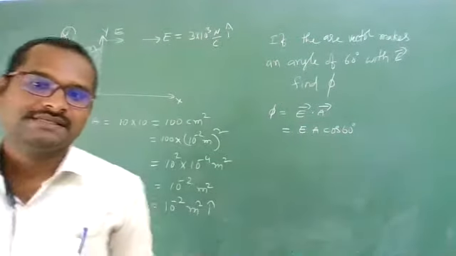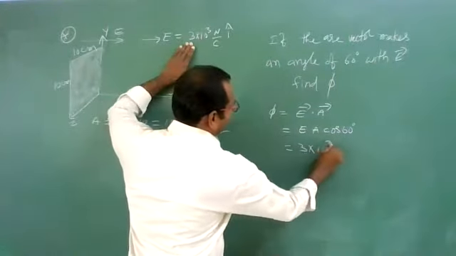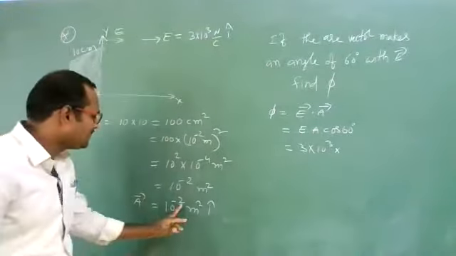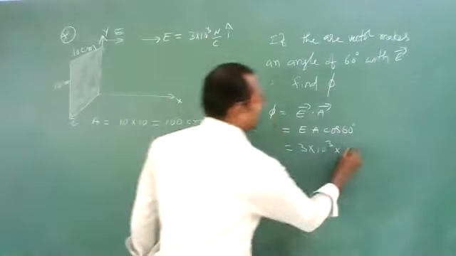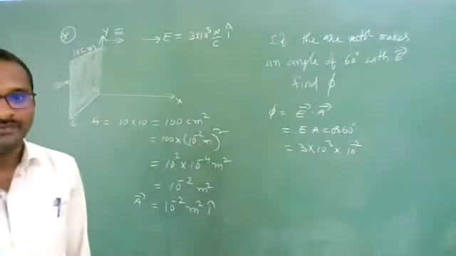Clear, students? E value how much? 3 into 10 to the power of 3. It is in SI unit, no problem. A value how much? 10 to the power of minus 2 meter square. It is also in SI unit.